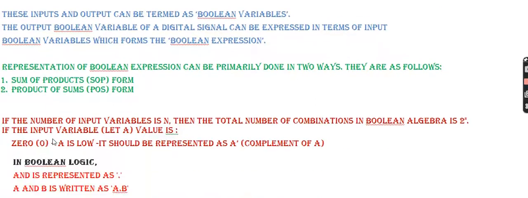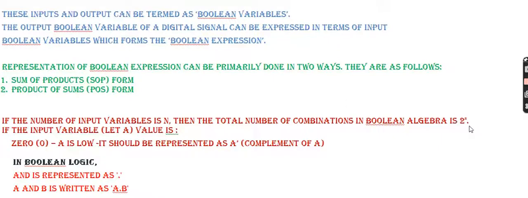Before that, I have to give a note. If the number of input variables is n, whatever the value may be, say 2, 3, 4, 8, let me take the input variable count as n. If the number of input variables is n, then the total number of combinations in Boolean algebra is 2 to the power of n. Whatever the input, the combinations should happen in that particular process.